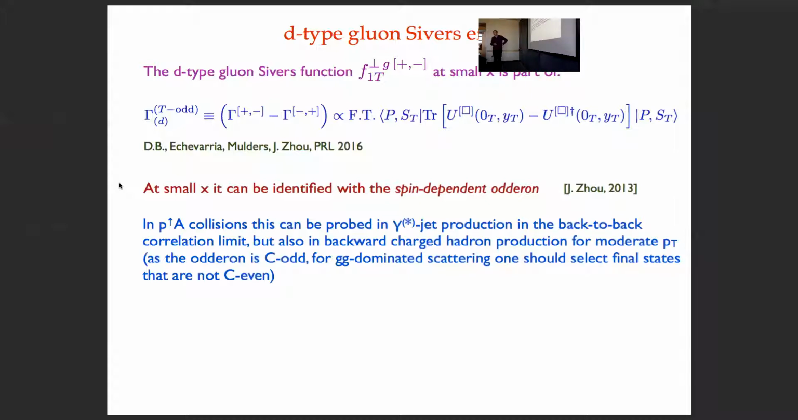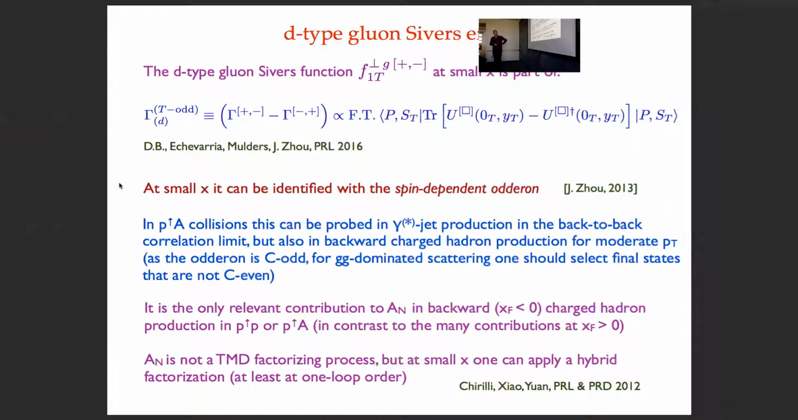So this spin-dependent Odderon, where can you measure it? You could do that in, as I said, photon jet. But thanks to some small x analysis, especially this paper, it looks like there is a hybrid factorization at small x, so then also A_N, the single spin asymmetry, when you produce, so you take a polarized proton, you want to have the small x gluon in the polarized proton, so the hadron has to go backwards, so negative xF, and you want to be in the region where it's gluon scattering. Since the observable here is of this operator C-odd, you should not have a C-even final state, because then it's not there. So that's why you can look in backward charged hadron production. At moderate PT, you will probe this thing.